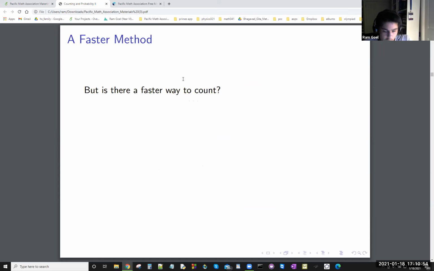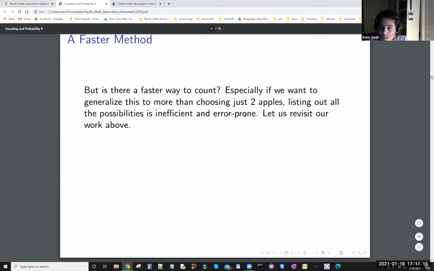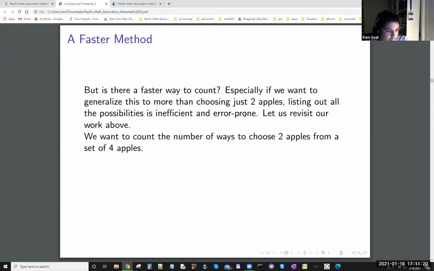So other than generalizing, if we want to find the number of ways to choose 3 things from n, one strategy is to just list out all possible 3-tuples or 3-lists, but that is not very efficient, and it's error prone, because we could just miss a possibility here or there. So, is there a faster way? Let's revisit the example. We want to find the number of ways to choose 2 apples from a set of 4 apples. Again, the apples are all different.